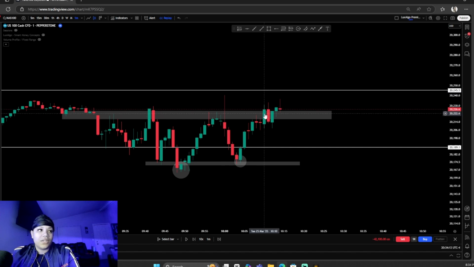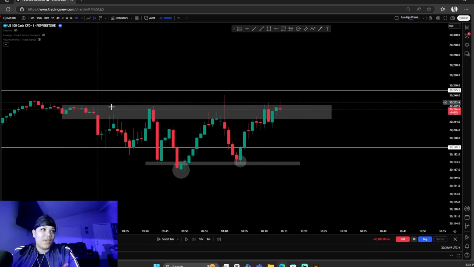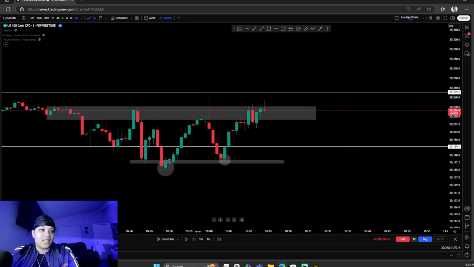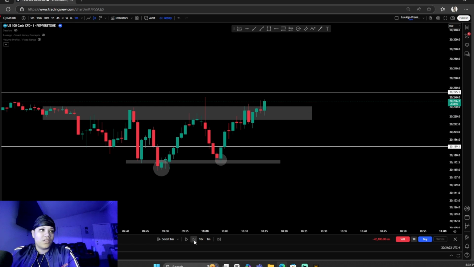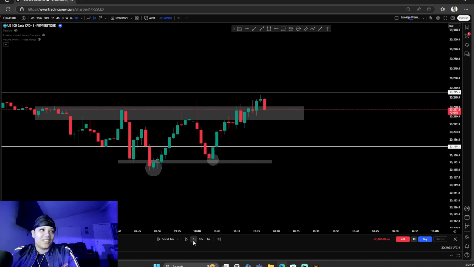Okay, I could have entered here, but because I'm not confident in that candlestick, I'm gonna wait for a more momentum candlestick to form. I could enter here. I could enter here, but I don't know.